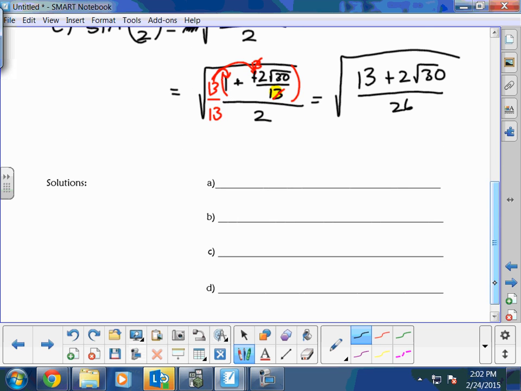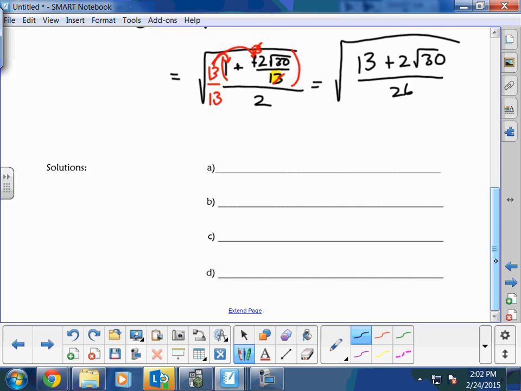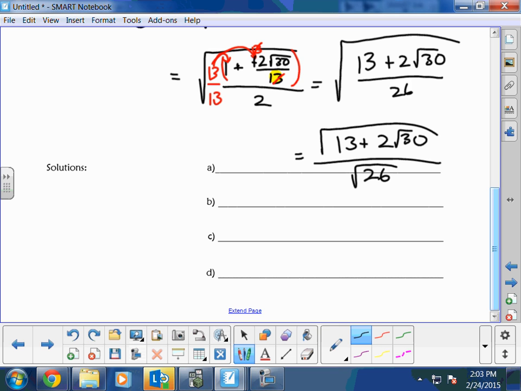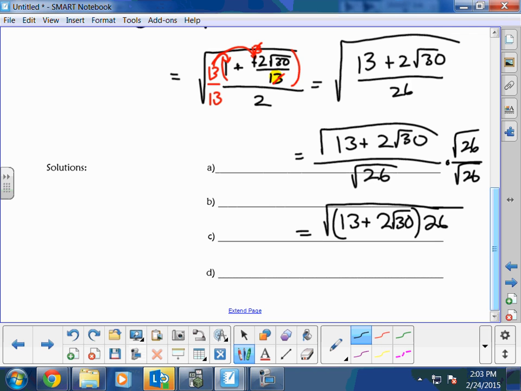Okay, what do I do from here? I'll go ahead and break up the square root. If you bear with me for a second, I'm actually going to write over these solutions, because I don't want you to lose sight of what's there. Square root of 26. I can't keep that as a square root, so I'm going to multiply top and bottom by square root of 26, which means I get square root of 13 plus 2 square root of 30. Now I'm going to put on here square root of 26, just 26 like this.